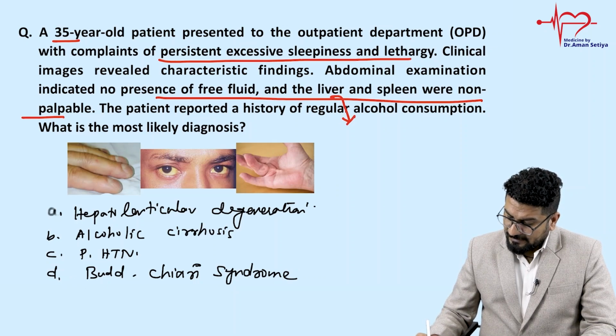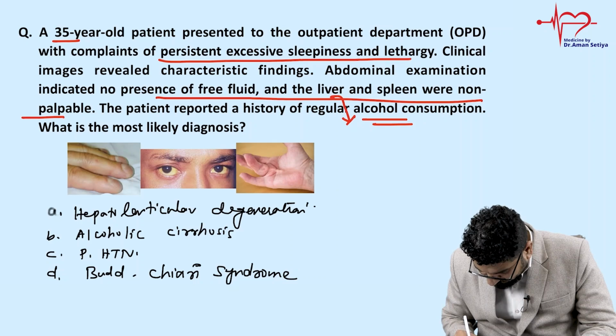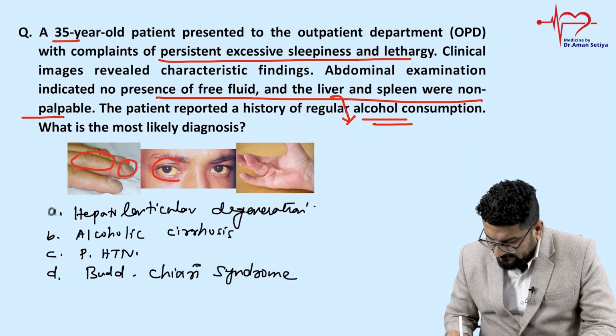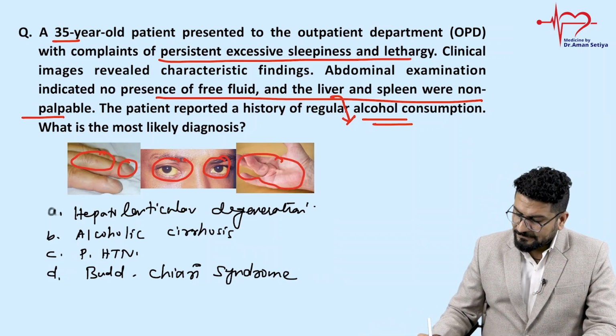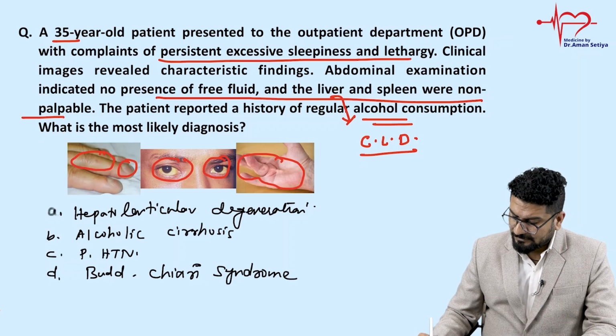The patient reports a history of irregular alcohol consumption. You can see some sort of clubbing here. You can see yellowness in the skin and yellowness in the eyes. Then you can see contracture formation. So it's a case of CLD. CLD means chronic liver disease, that is liver cirrhosis due to alcohol.